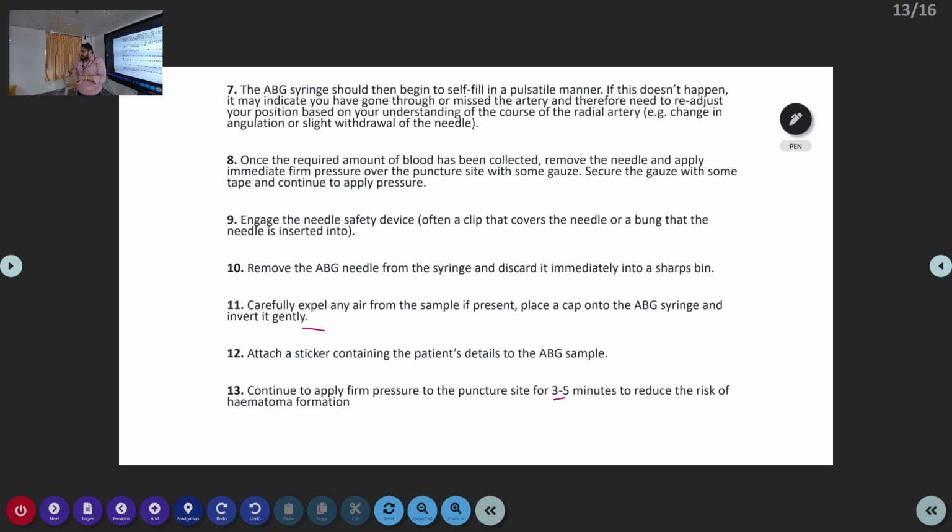Suppose you are getting the flashback, after that you just adjust the syringe. Sometimes the blood will naturally fill up in the syringe. If it is not happening, you slowly withdraw the plunger so that around 1 ml of blood is collected. After an adequate amount of blood is collected, what is the next thing you have to do?